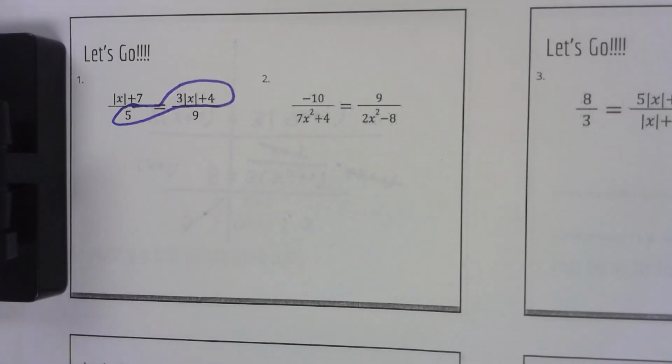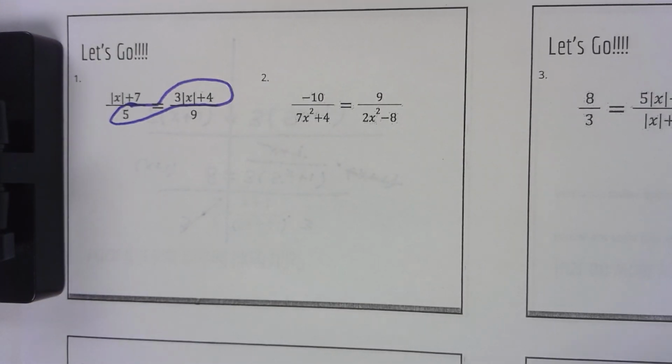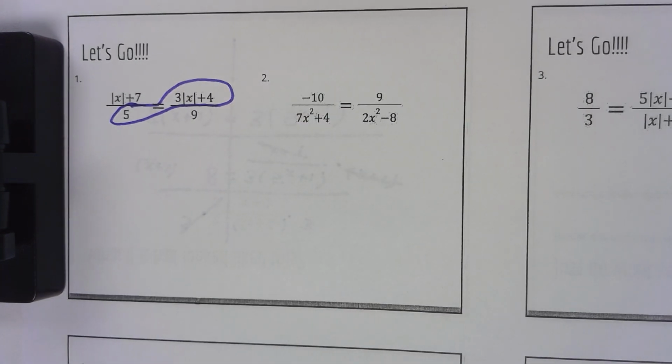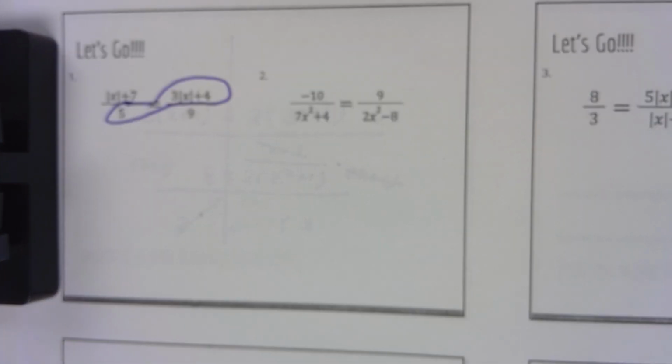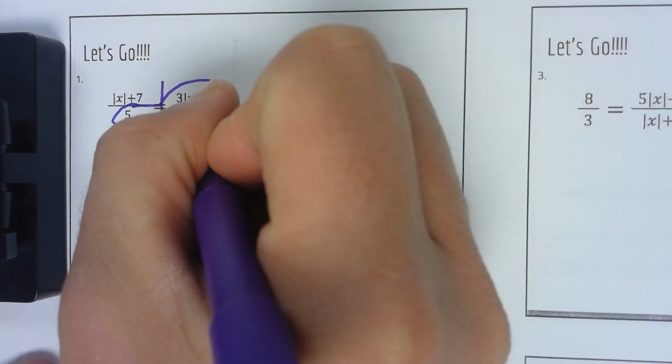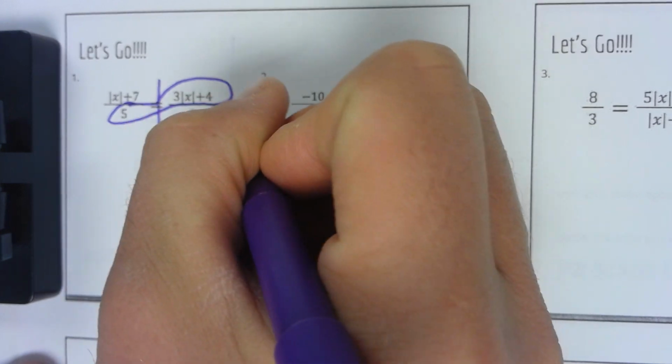Okay, so how I set up the cross multiplying is I just circle what I'm going to multiply together. And then we put that on one side of the equation, and it doesn't matter which side. You can put it on the left side of your equal sign or the right side. Okay, I'll go ahead and put it on the right side. So that 5 will multiply and distribute to the 3 absolute value of x plus 4.